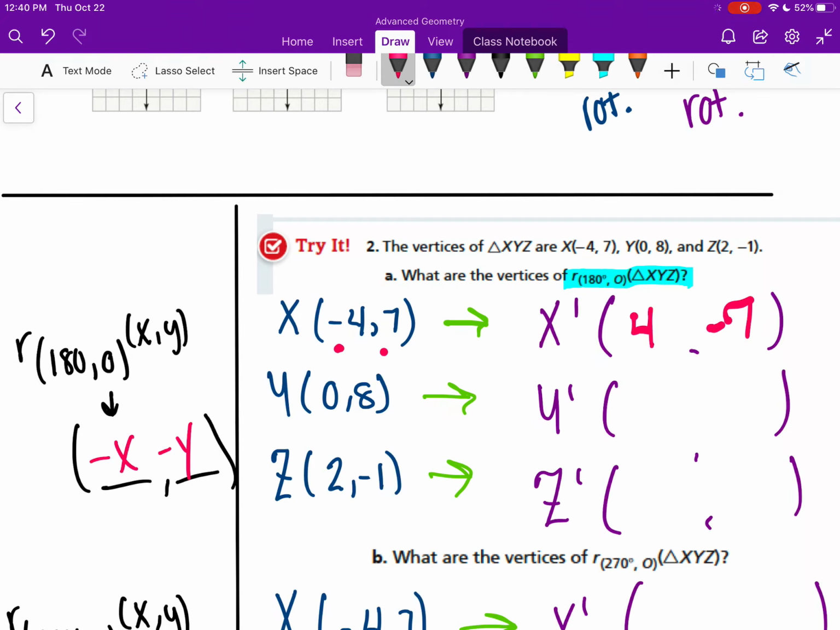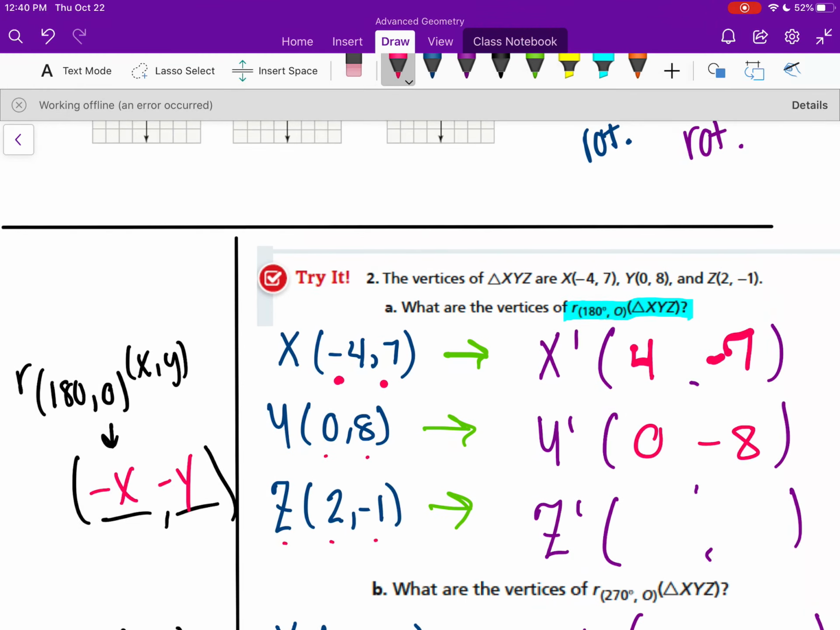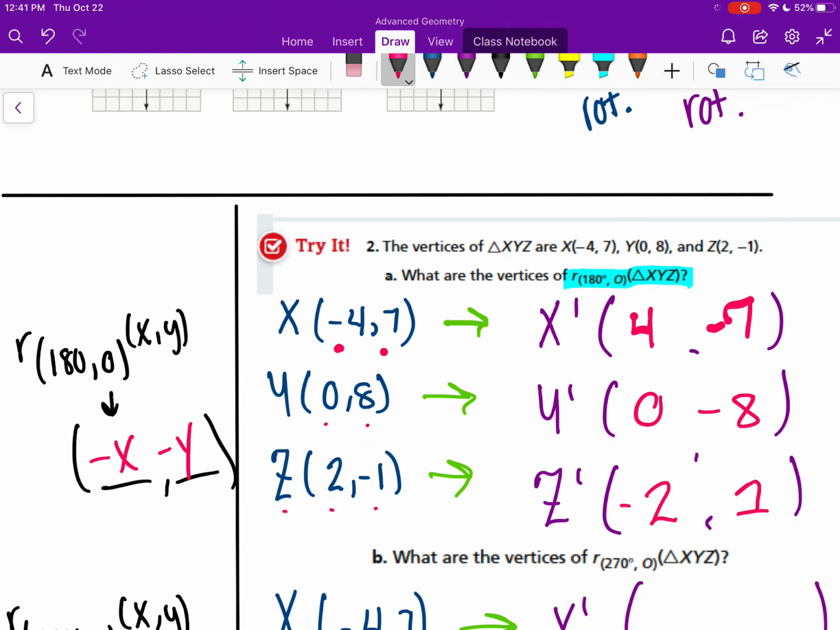And we're going to do that to each coordinate. Our pre-image Y coordinate of (0, 8) becomes (0, negative 8). And our pre-image Z coordinate of (2, negative 1) becomes (negative 2, positive 1). Because all we needed to do was change the sign, not change the position of the coordinate.